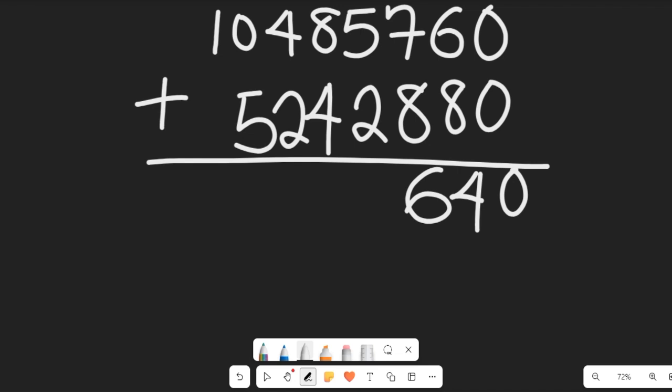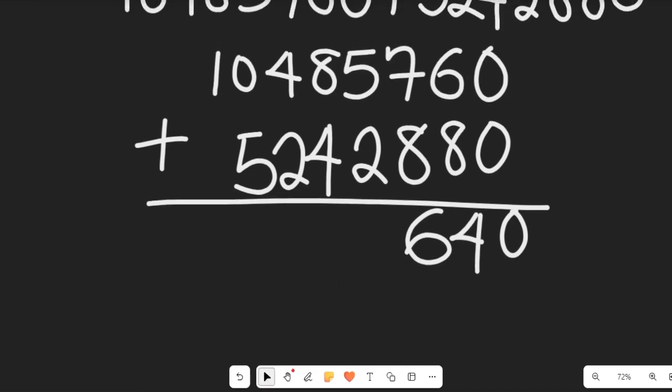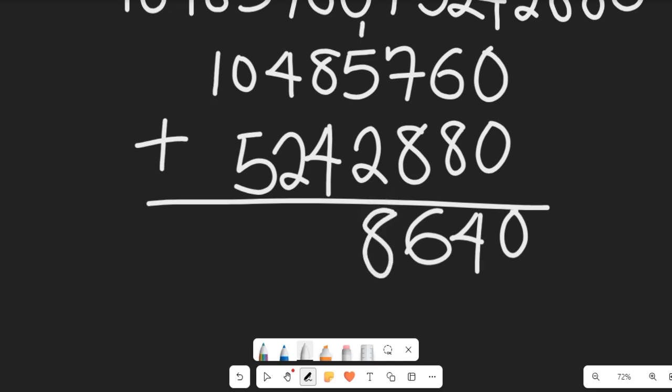This plus this, 8 plus 6 give us 14. We write 4, carry 1. This plus this, that will give us 15, right? Plus 1 is 16. We write 6 and carry 1 up there. 5 plus 2 is 7 plus 1 is what? Is 8. 8 plus 4 is what? 12. 12, write 2 and carry 1.